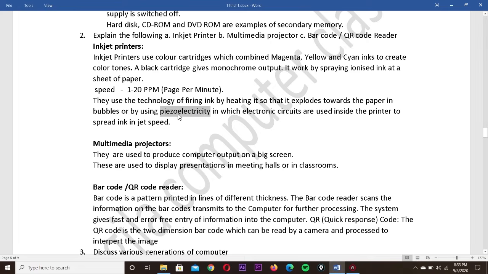Okay, or it uses piezoelectricity, in which electronic circuits are used inside the printers to spread the ink. Okay, so some circuit is used for spraying the ink at jet speed. Thus that concept is called piezoelectricity.